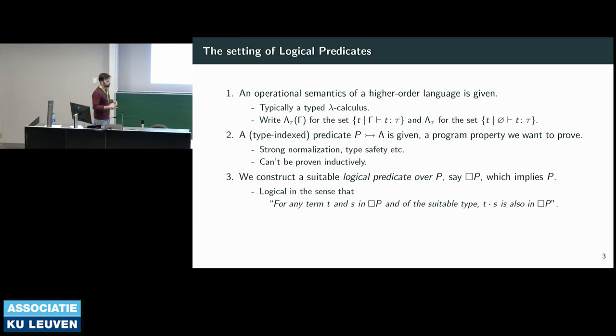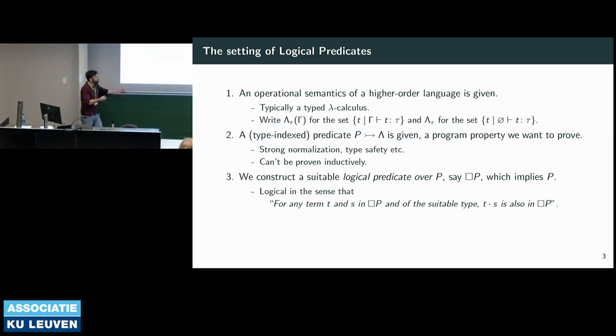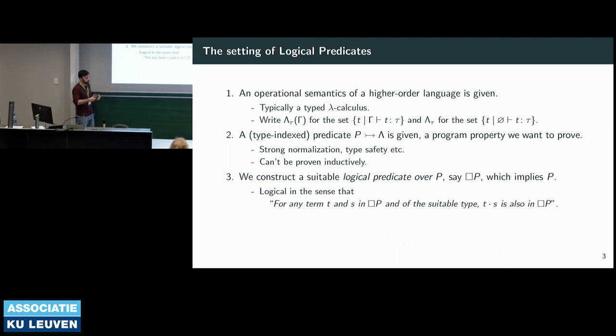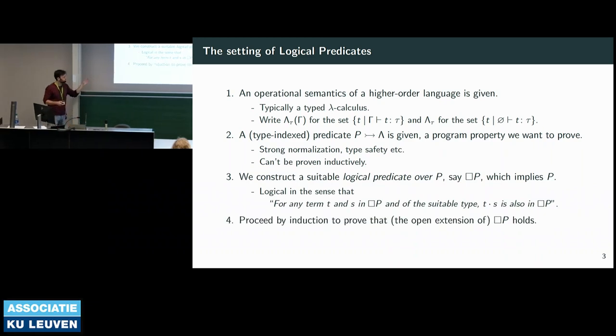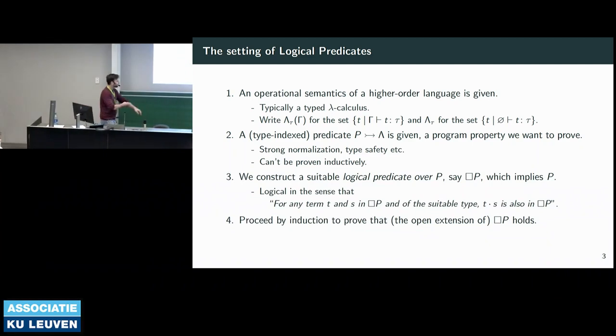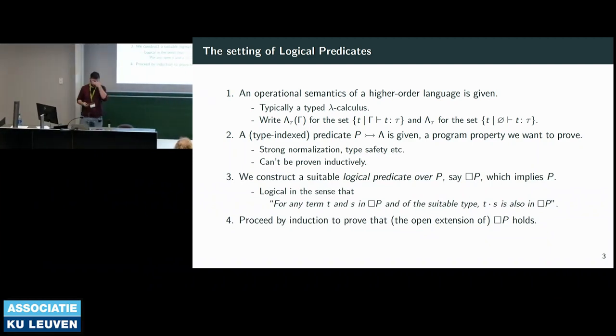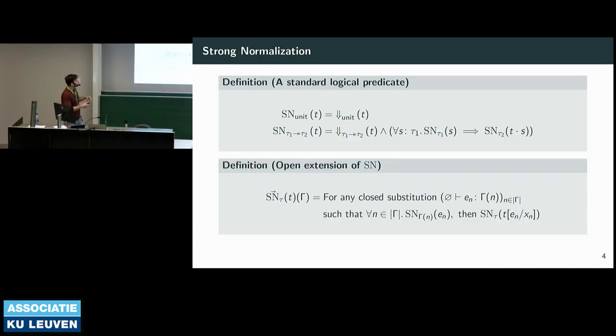All right. So what do you do? You construct this magical kind of logical predicate, call it square P, which is included in P, so it implies P, and it's logical in this sense: for any terms t and s, if both of them are in this logical predicate, and the types are suitable to apply t to s, then the result is also in square P. And then you proceed by induction to prove that the open extension of square P holds.